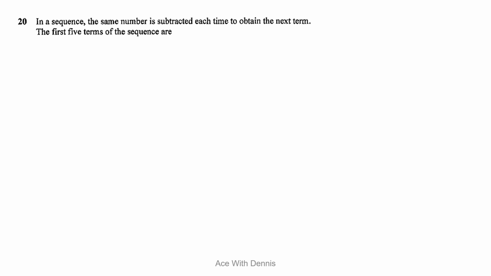Question 20. In a sequence, the same number is subtracted each time to obtain the next term. The first 5 terms of the sequence are 39, P, Q, R, and 11. A. Find the values of P, Q, and R.